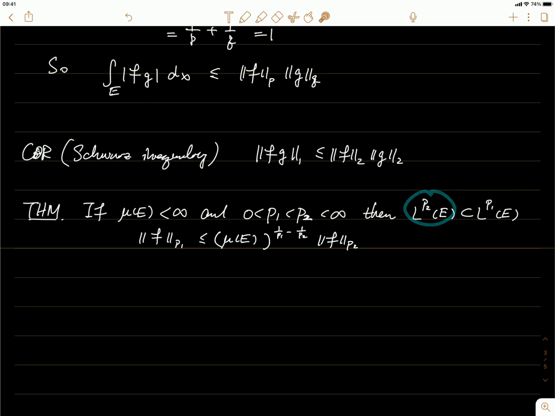Okay, and this also explains why this is embedded in that, because if F is in this space, then that means this is finite. And since this is smaller than this right-hand side, and this is a finite number, and this is a finite number, the right-hand side is also finite. So if F is in this space, then this is finite, and that means F is also in this space. Okay, so let's see the proof.